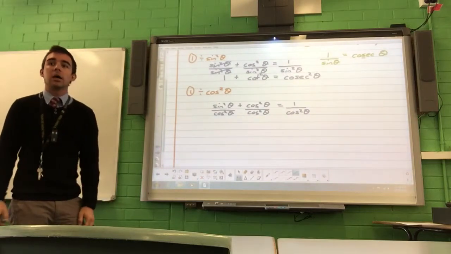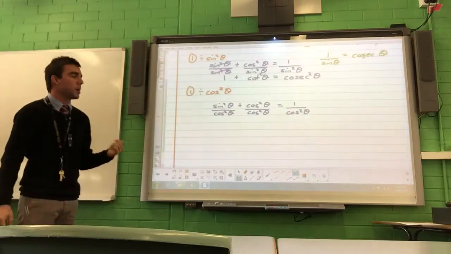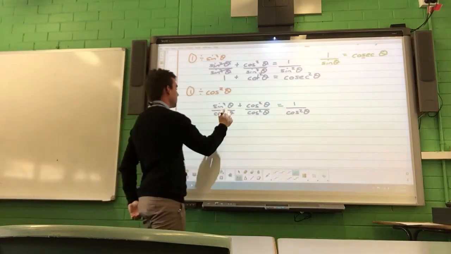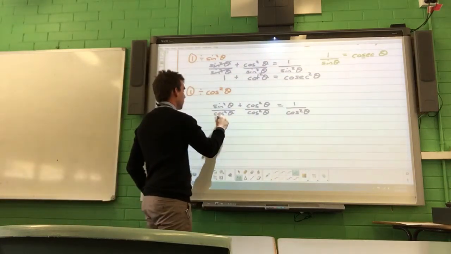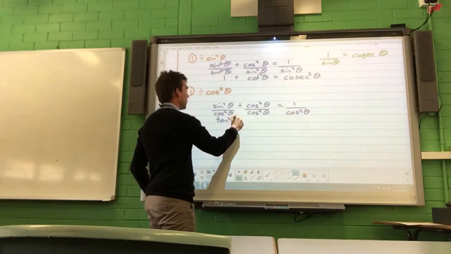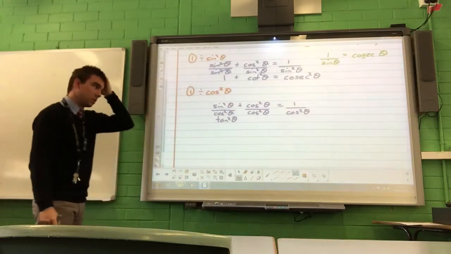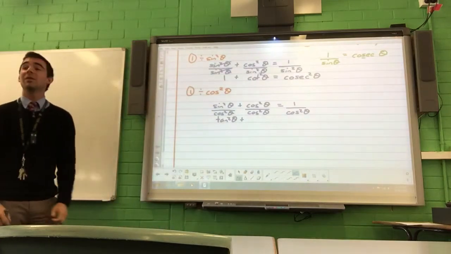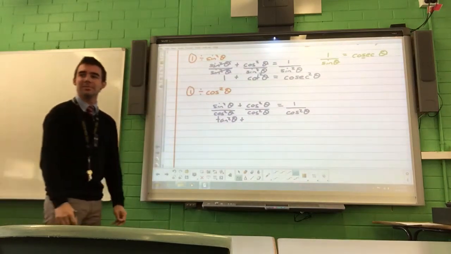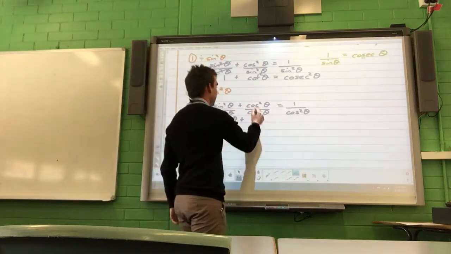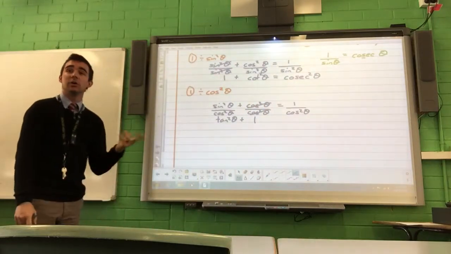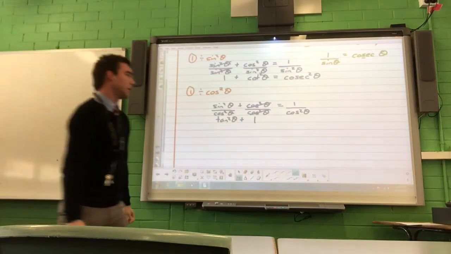Alright, so how can I rewrite sine squared theta over cos squared theta? Tan. Sine over cos is tan. The sine squared over cos squared will be tan squared theta. Alright, cos squared divided by cos squared? 1, because they're the same thing, we cancel them. And how can I rewrite 1 over cos squared of theta?